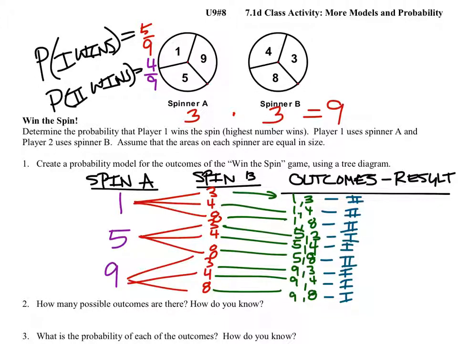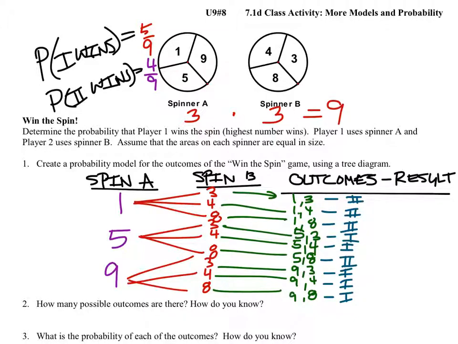Let me ask you this as well, just relating it to a previous lesson that we had. Does this represent a fair game? No. Why not? One of the spinners is more likely to win. Correct. Yep, one of these spinners is more likely to win than the others.